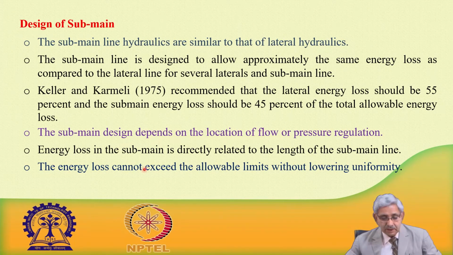Submain design depends on the location of the flow or pressure regulation. Energy loss in the submain is directly related to the length of the submain line. So, energy loss cannot exceed the allowable limit without lowering the uniformity. This is another part: if we are taking care of the energy loss, at that time we have to see that uniformity is not compromised.